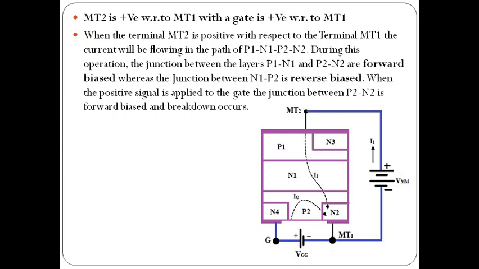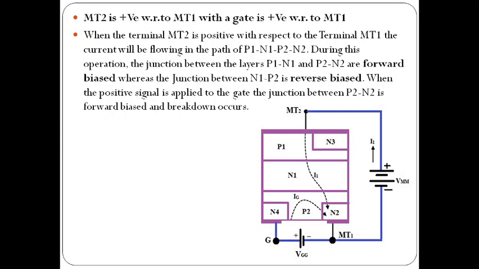That N2 layer becomes activated. So the P2 N2 junction becomes forward biased. The charge carriers are moving into the N2 region, from the P2 region to the N2 region, which is shown in this diagram here.